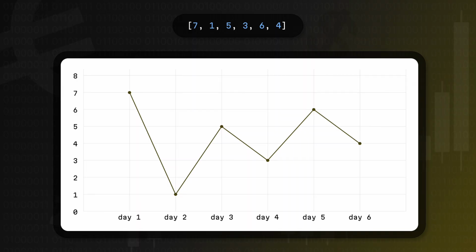To find the answer in a single pass, we need to keep track of two things as we go through the array: the lowest price we have seen so far, and the maximum profit we could earn if we bought at that price and sold today. So let's walk through a few examples.